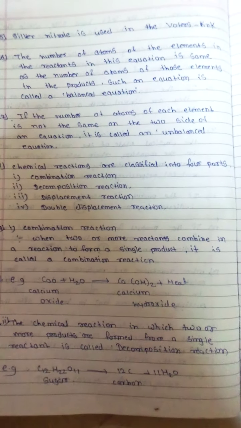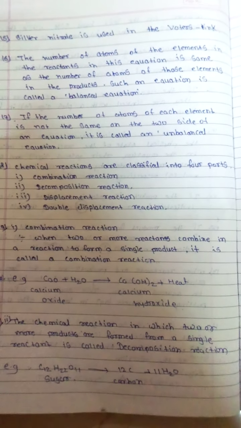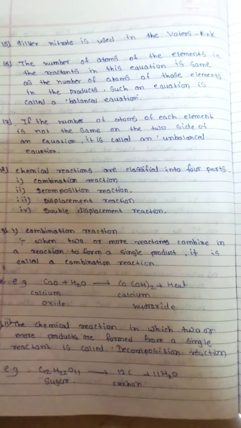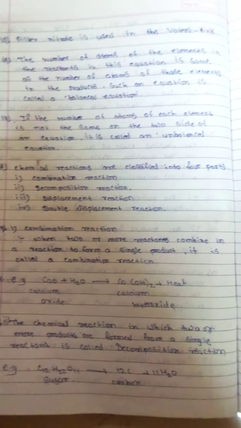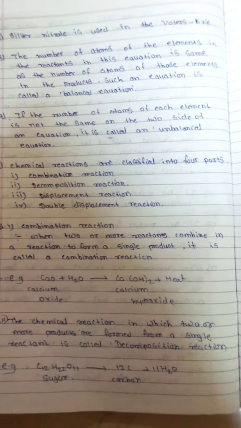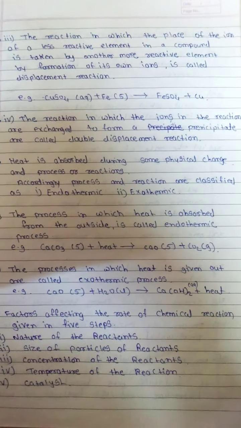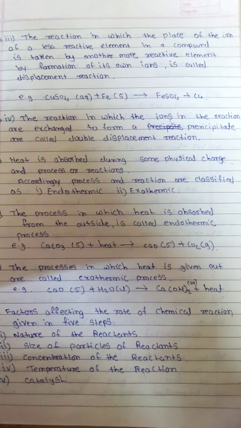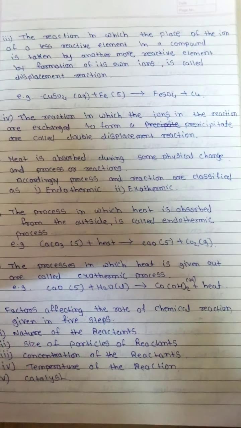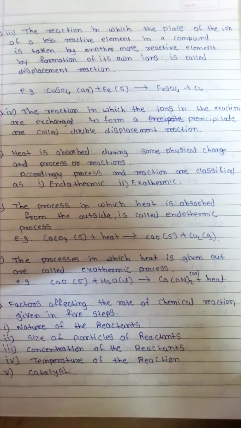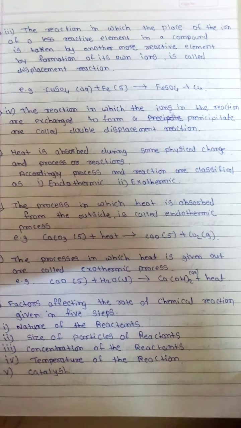Combination reaction: when two or more reactants combine in a reaction to form a single product, it is called a combination reaction. The chemical reaction in which two or more products are formed from a single reactant is called a decomposition reaction. The reaction in which the place of the ion of a less reactive element in a compound is taken by another more reactive element by formation of its own ions is called a displacement reaction. The reaction in which the ions in the reactants are exchanged to form a precipitate is called a double displacement reaction.